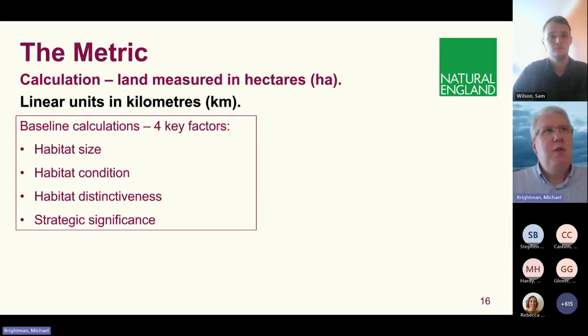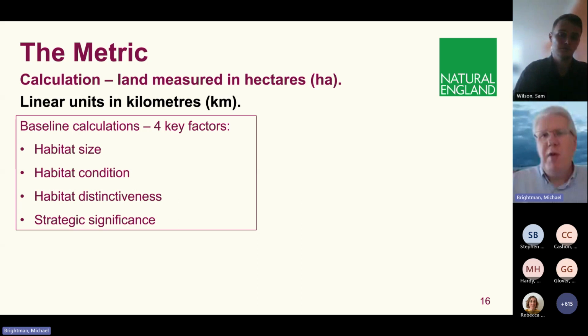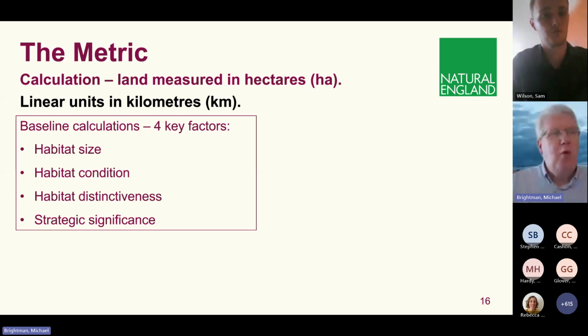So, for the calculation, land is measured in hectares and linear units in kilometres. For the baseline calculation, there are four key factors: the size of the habitat parcel, the condition of that habitat, its distinctiveness, and whether or not there's any strategic significance in terms of the habitat itself or its location.